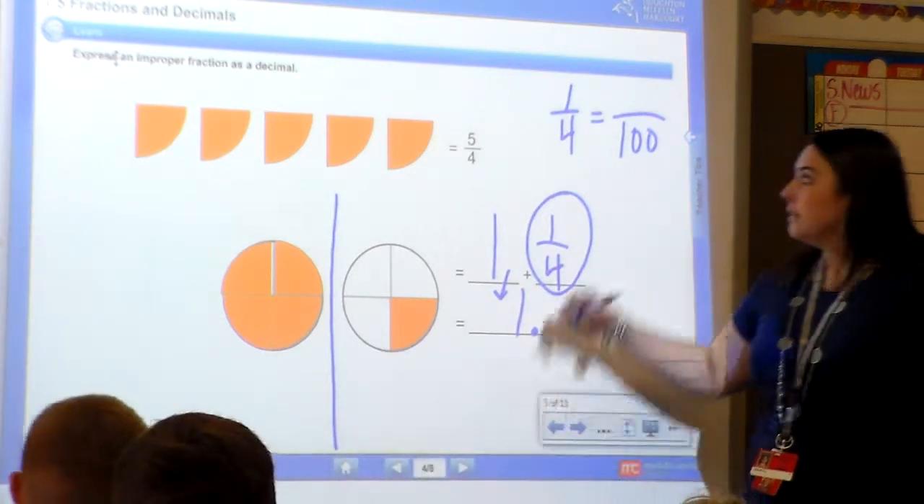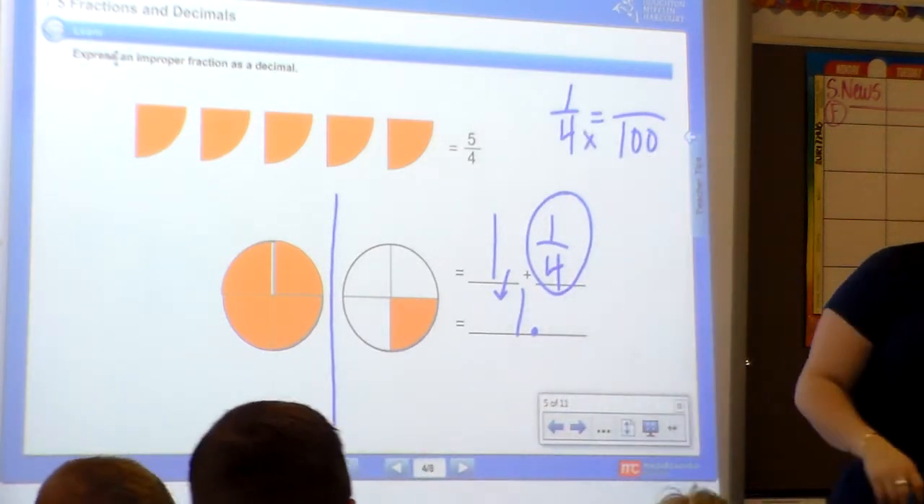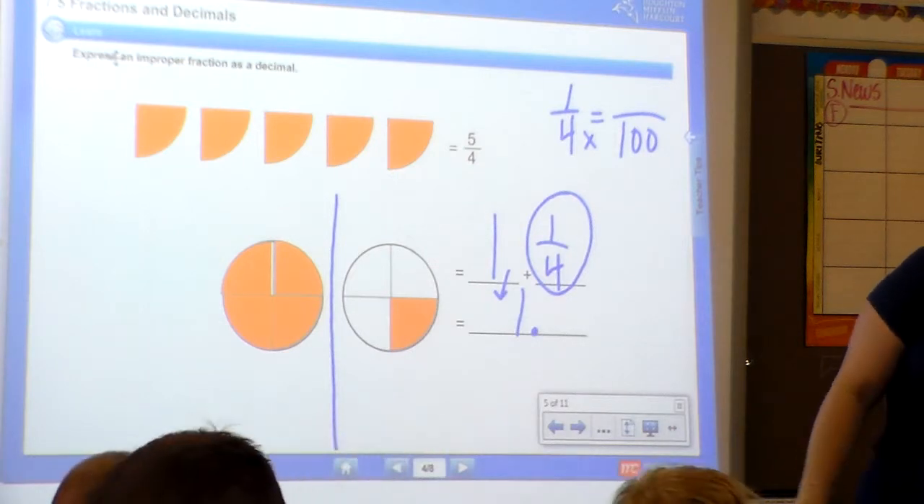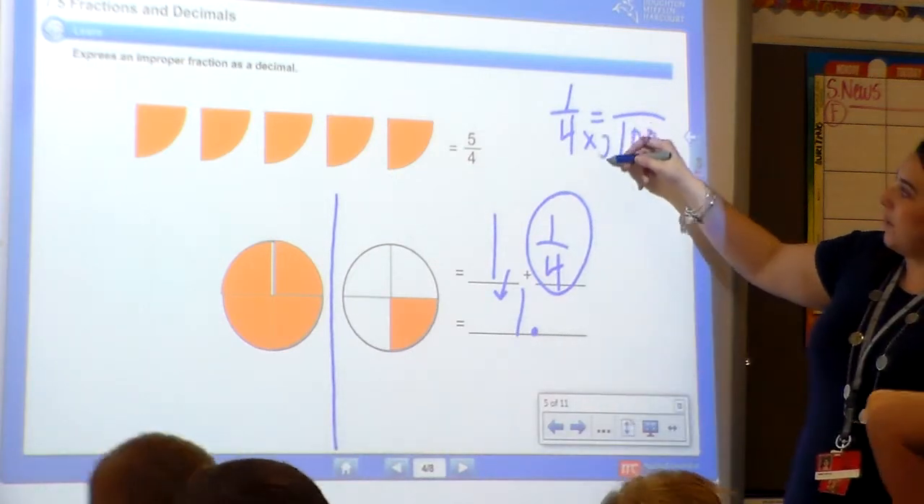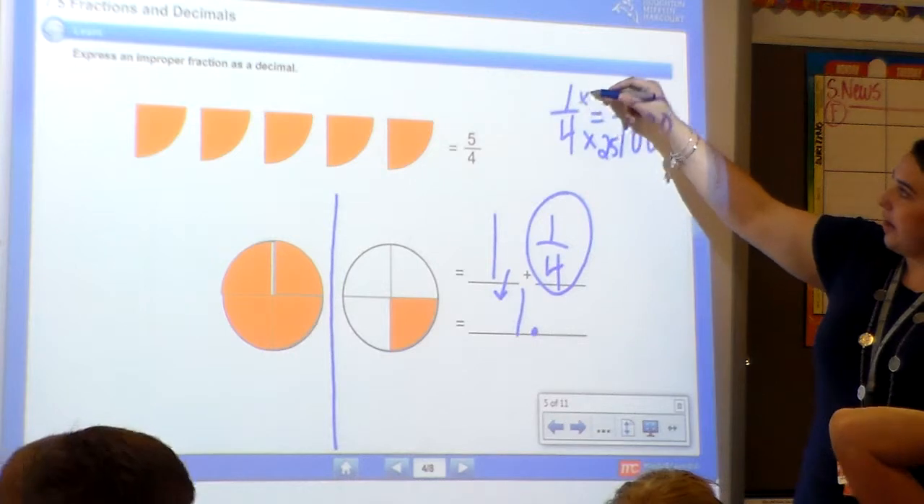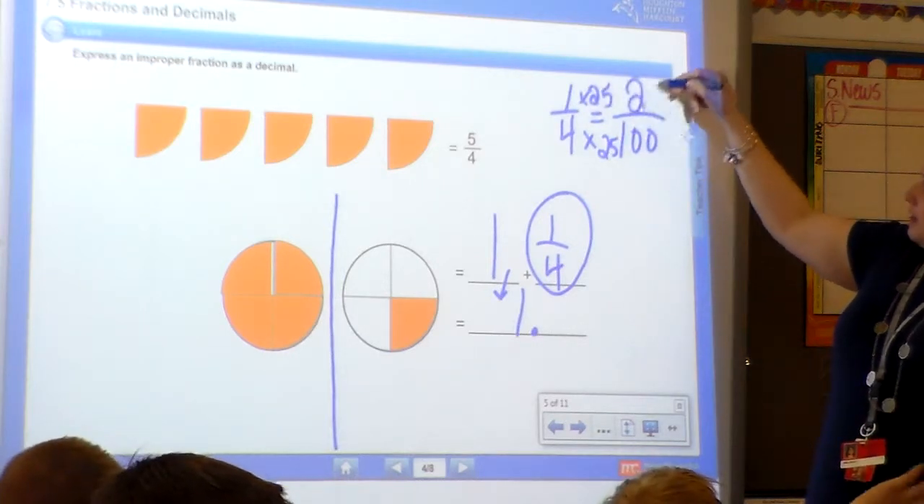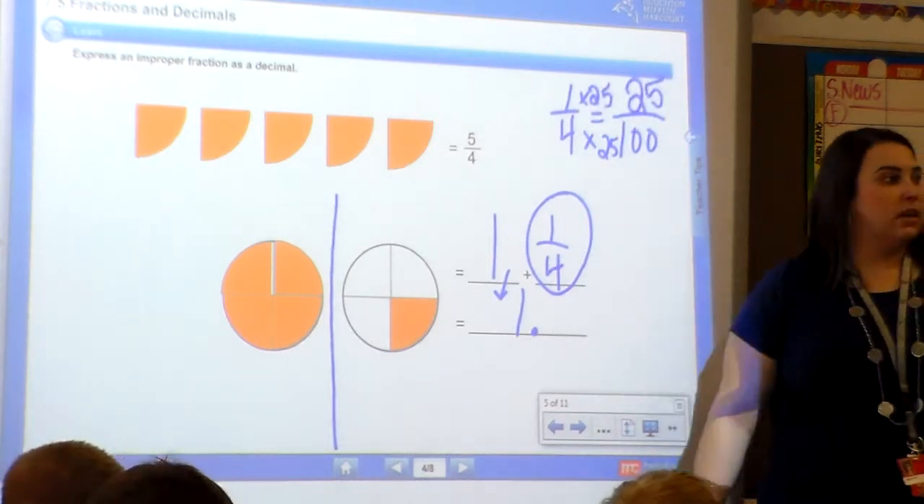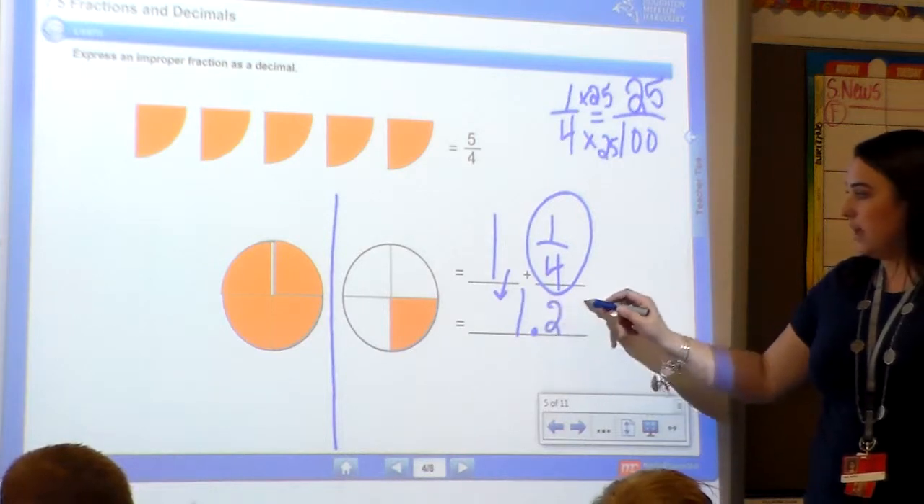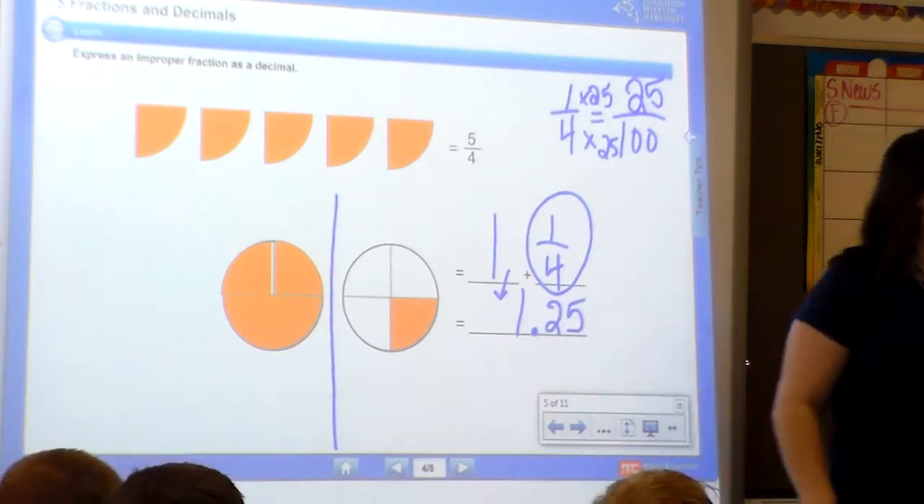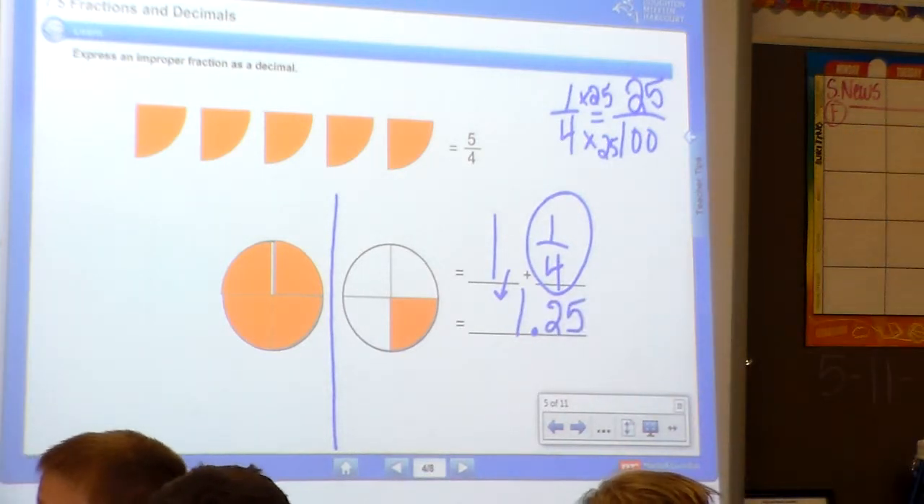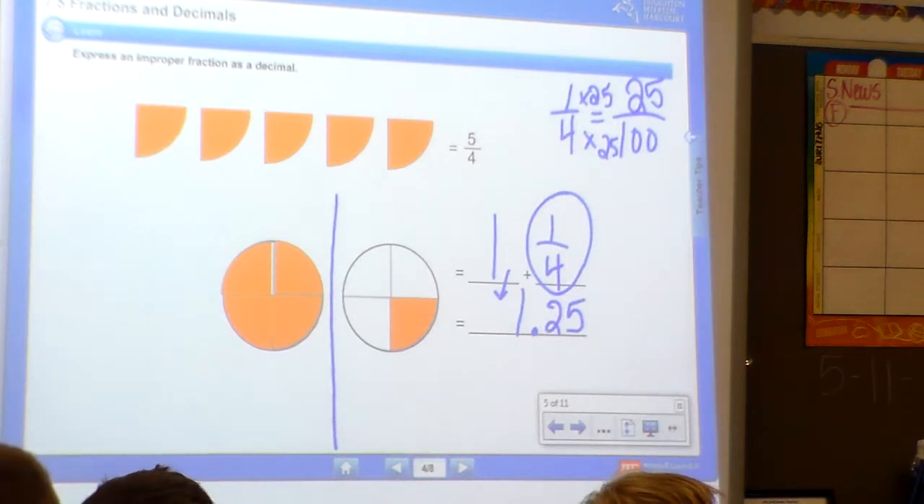So, this should be pretty simple. We already did it. What do we multiply by? 25. So we have 25 hundredths. What does that look like as our decimal? So, we have 1 and 25 hundredths.